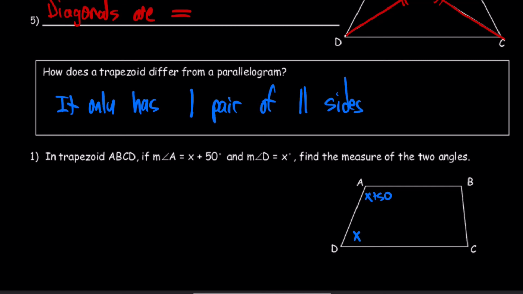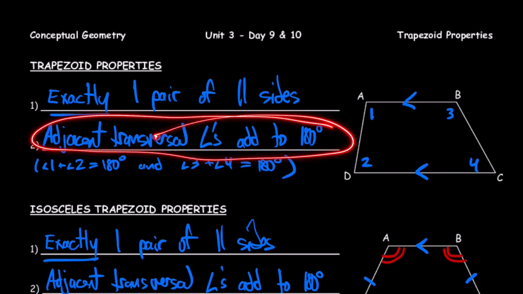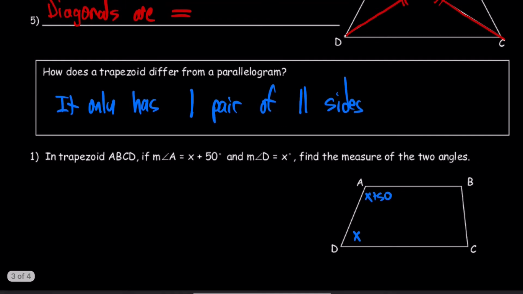Well, we know they're not equal, right? Obviously, this is acute and that's obtuse. And in geometry, in this course in particular, when one angle is obtuse and the other one's acute, chances are those are going to add to 180. And just a quick review up top, adjacent transversal angles add to 180. So that's what we're going to do here.